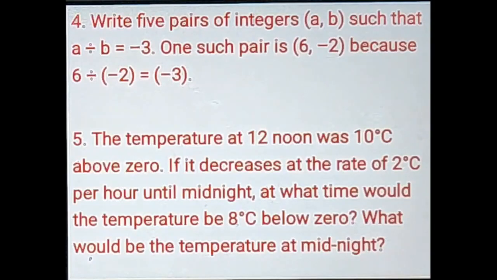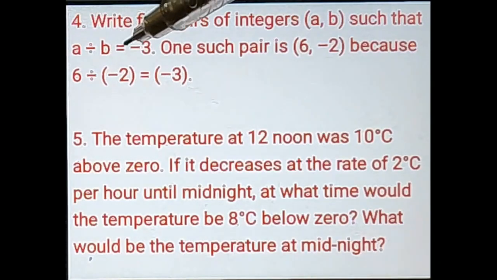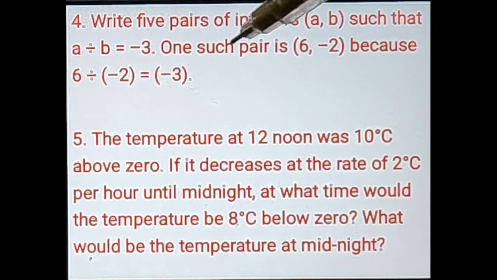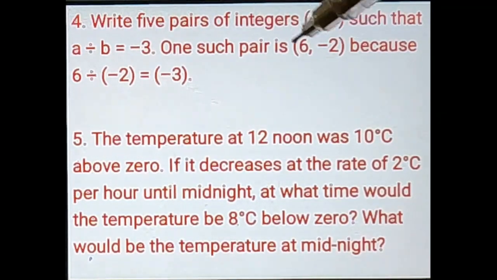Okay. So after the completion of number 3 from exercise 1.4, we have another question, that is number 4. Number 4 states: write 5 pairs of integers a comma b such that a divided by b will be minus 3. One such pair is 6 comma minus 2. The example is given here.